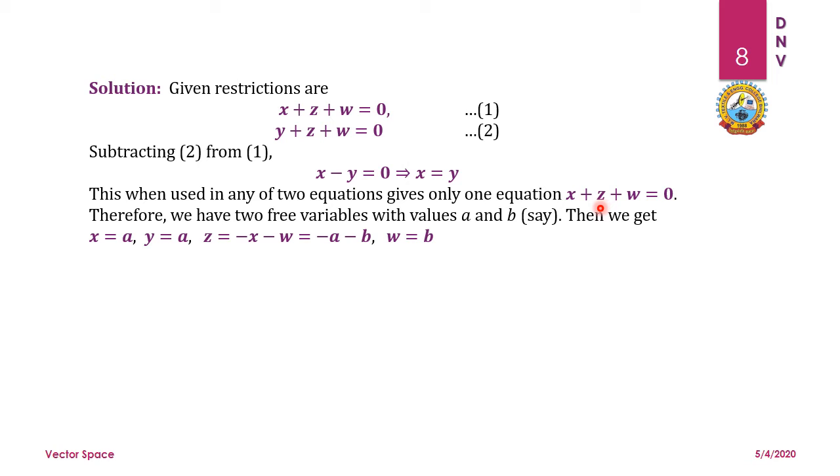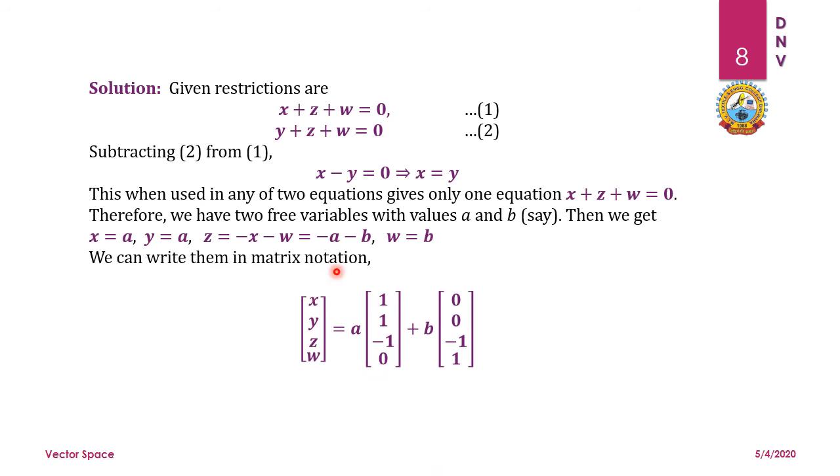So either I take Z as a free variable, or I take X and W as free variables. So if I take X as a free variable, I can have 2 values simultaneously. So taking X equal to A, I get Y equal to A, and taking W equal to B, I get Z equal to negative X negative W, equal to negative A negative B. So if I write them in the form of matrices, any vector in R4, X, Y, Z, W, can be written as the linear combination of these 2 vectors.